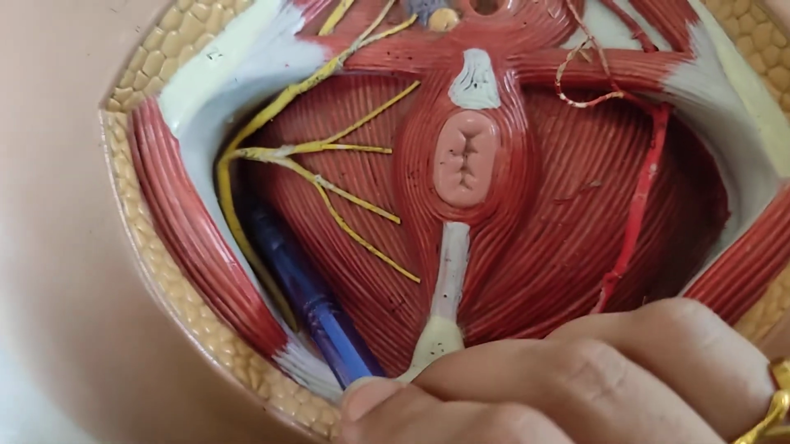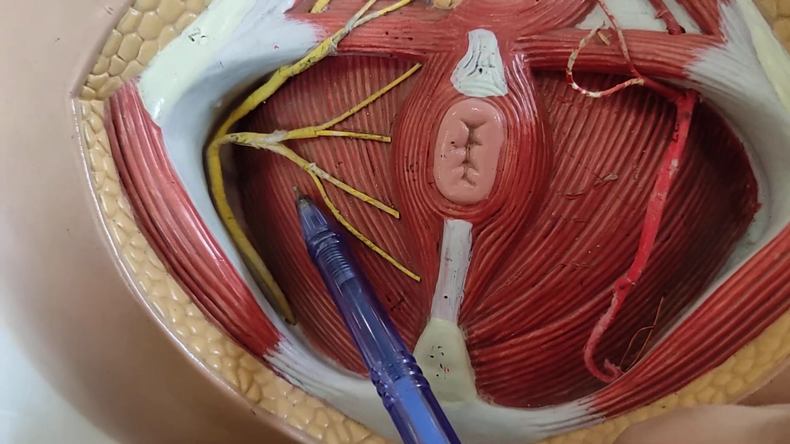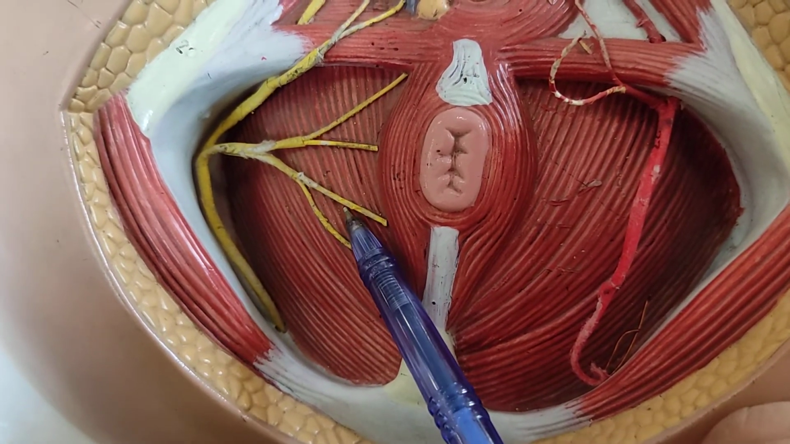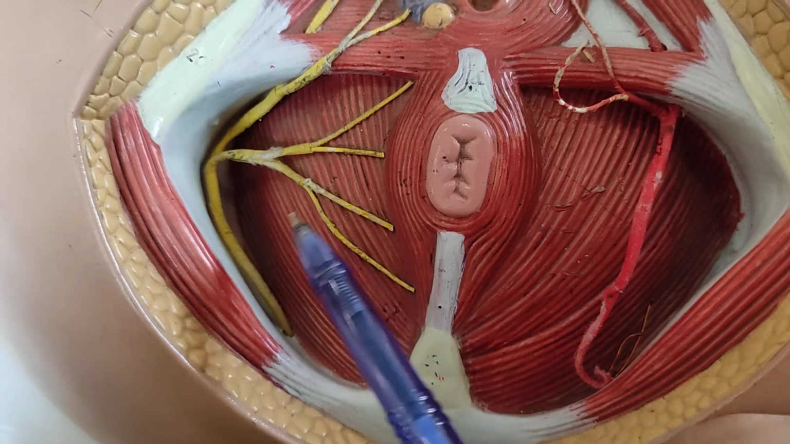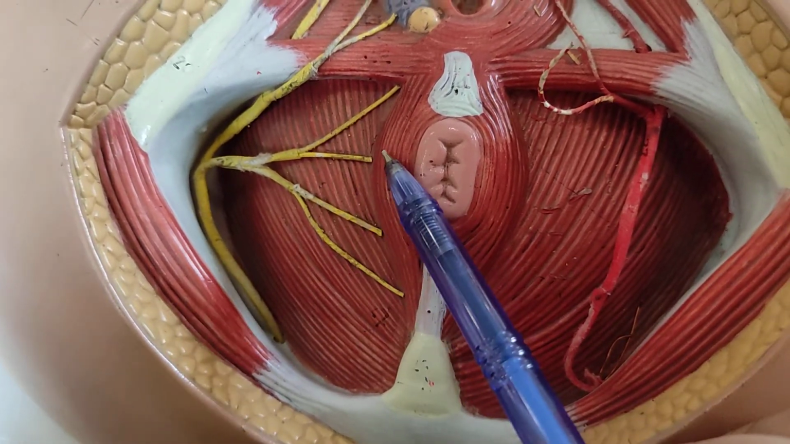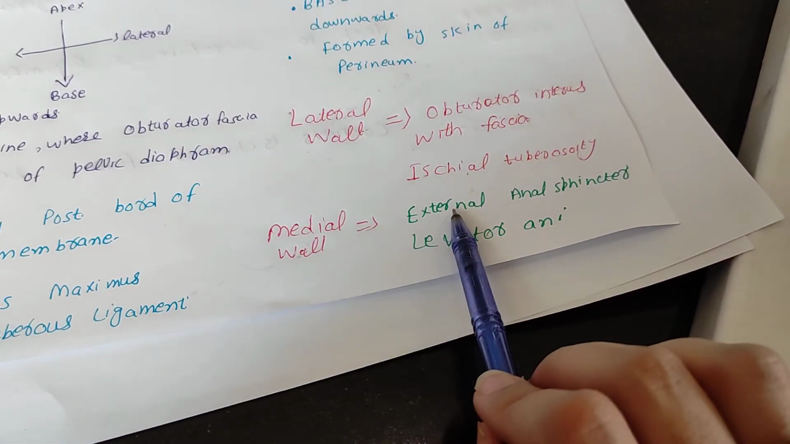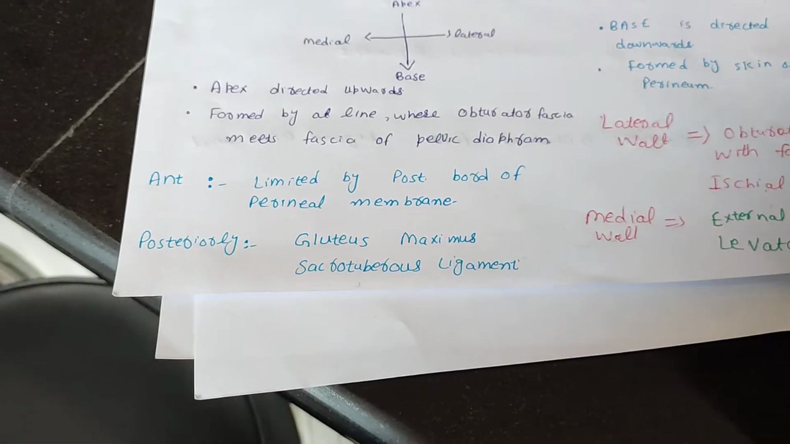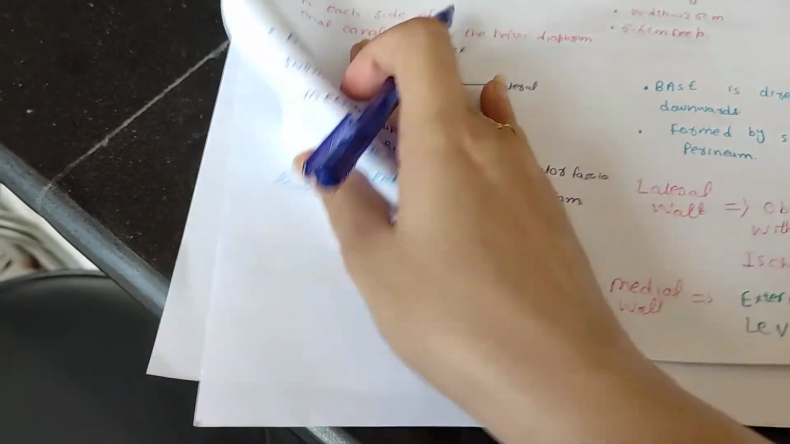So if this is the ischial fossa, medially there are fibers of levator ani which are running, and there is the external anal sphincter. So the medial wall of the ischial fossa is formed by levator ani and the external anal sphincter muscle. That is the medial wall. So these are the boundaries of the ischial fossa.